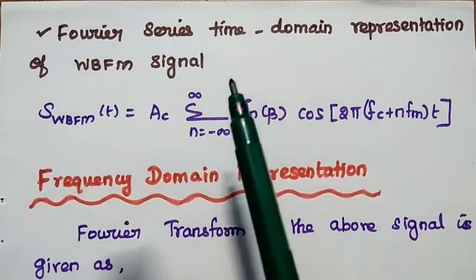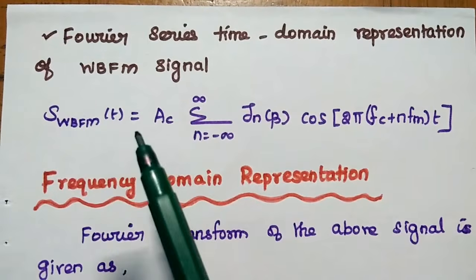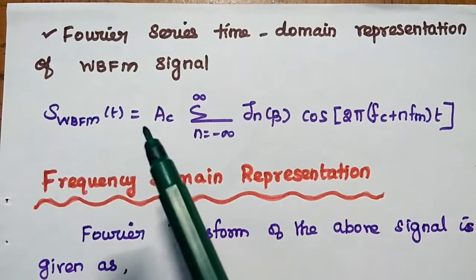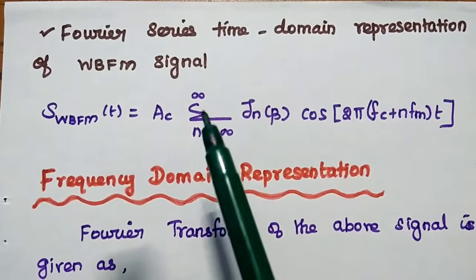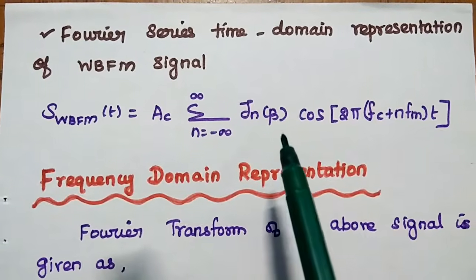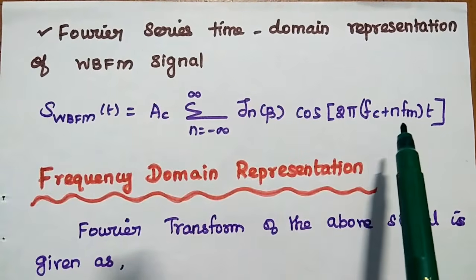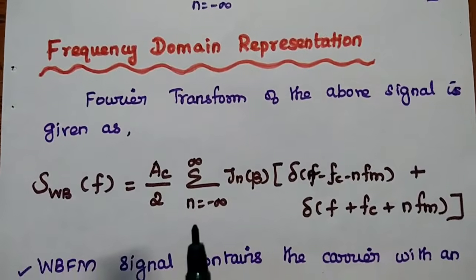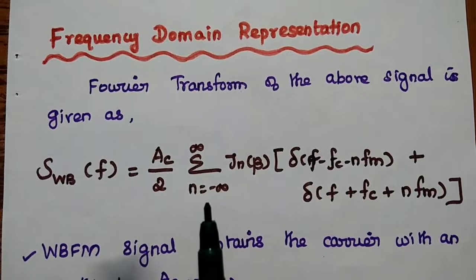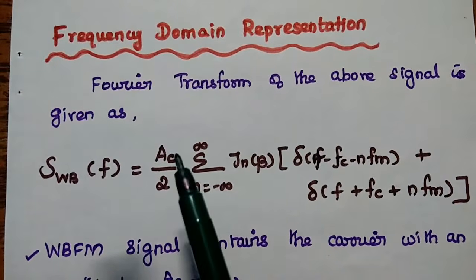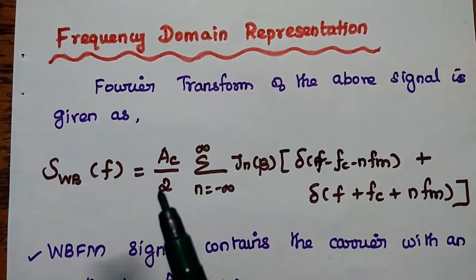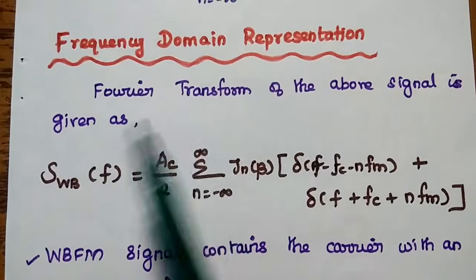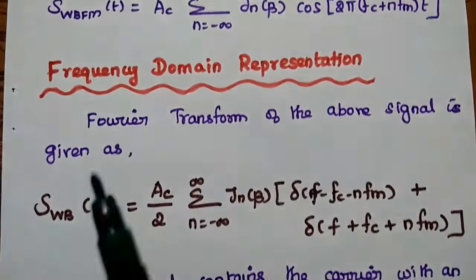Finally, the Fourier series time domain representation of wideband frequency modulated signal is S WBFM of t is equal to AC summation n is equal to minus infinity to infinity Jn of beta cos 2 pi (Fc plus n Fm) t. Next we are going to obtain the frequency domain representation or spectrum of wideband frequency modulated signal. For that we have to consider Fourier transform.